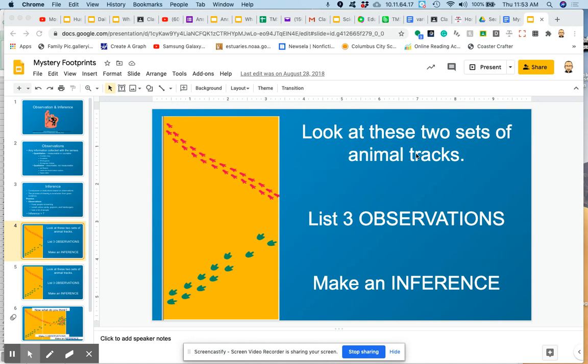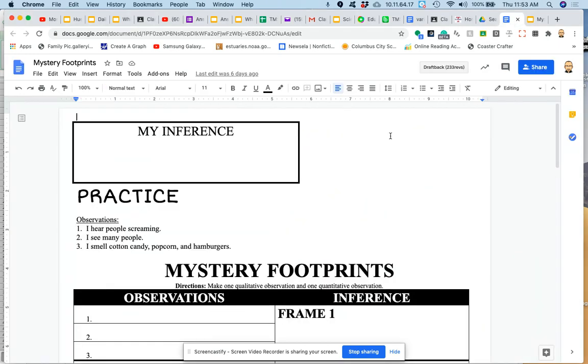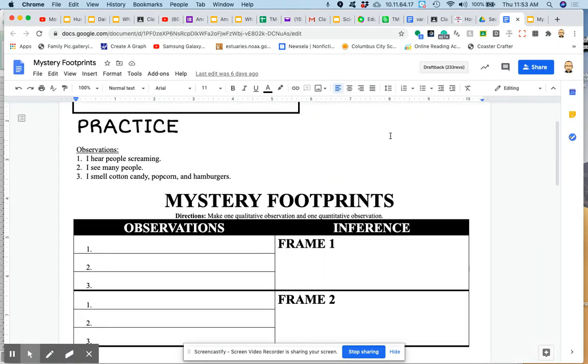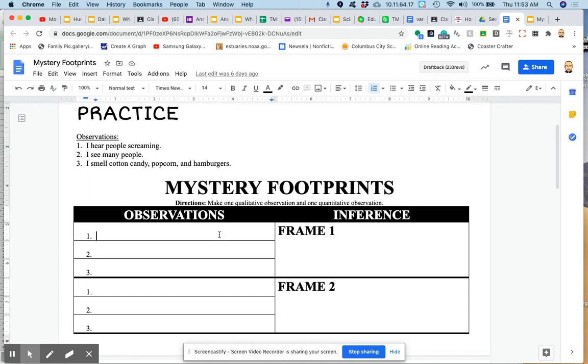So, all right. This says look at these two sets of animal tracks. Now, it does say animal tracks, okay? It says list three observations, make an inference. And again, I'm making those observations right here. Okay. I'm making them there. 1, 2, 3. This is for frame one.